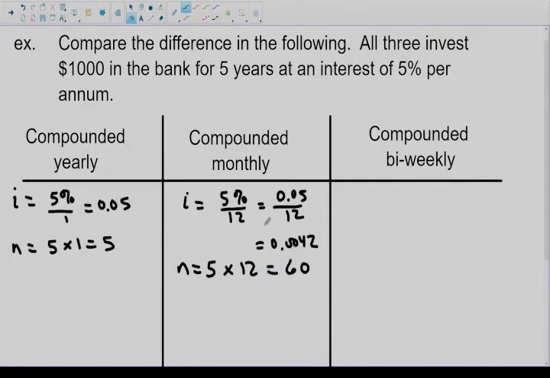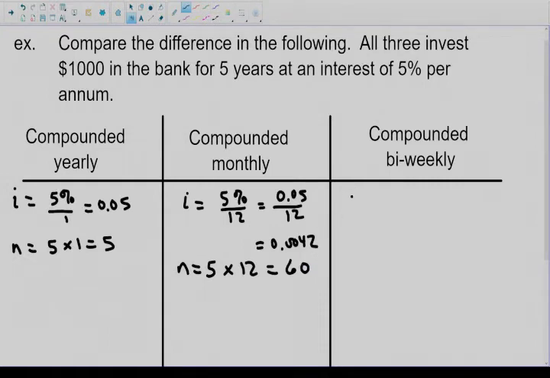So already we can see quite a big difference, right? Our interest amount is 0.05 for compounded yearly. Our interest amount is 0.0042 for compounded monthly. So it's a much smaller interest amount, but in the first case we're getting 5 payments of interest. In the second case we're getting 60 payments of interest.